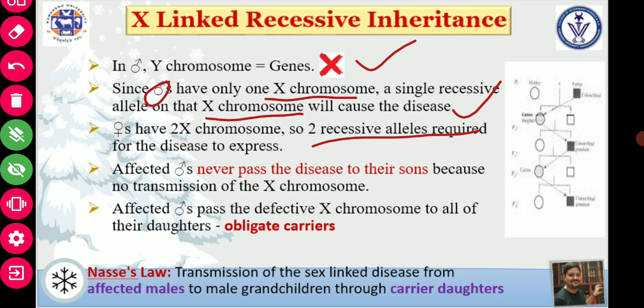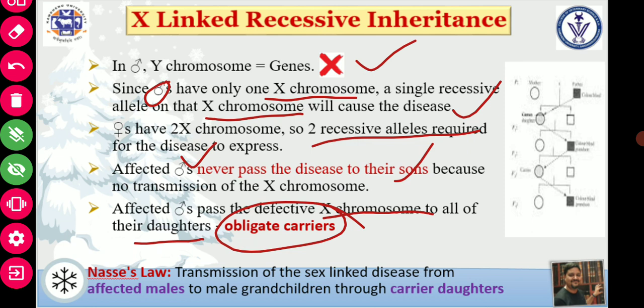So, affected male will never pass disease to their son. Why will they not pass their disease to son? Because male will contribute only Y chromosome to their son, they will not contribute X chromosome. That is why they will not transmit the disease to their son. Similarly, affected male passes the defective X chromosome to all their daughters. So if male is affected, he will transmit the affected X chromosome to all their daughters. And daughters will be obligate carriers if they are getting only one copy of the gene.